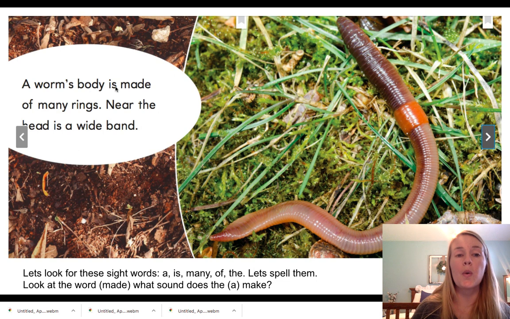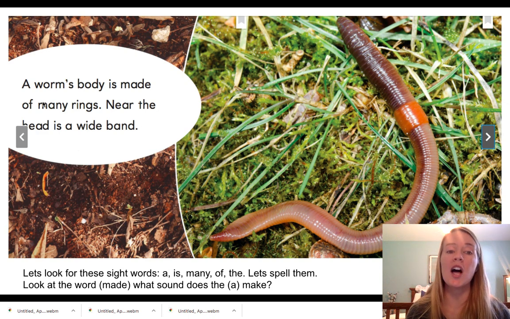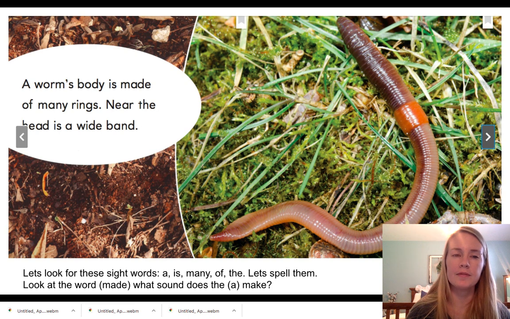Now, can you find the word many? Find the word many. One of our sight words, many. Good, right here, many. Can you find the word of? Of. Find the word of. Good job, right here. Now find the word the. The.